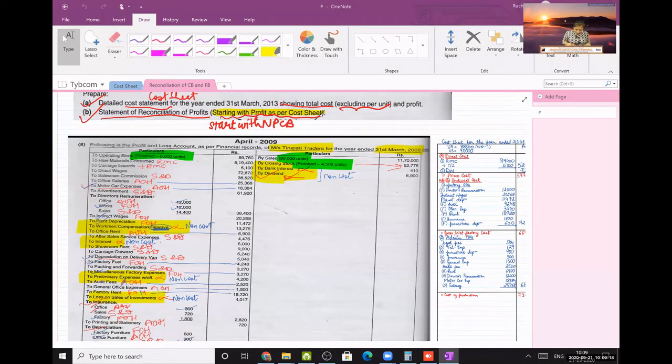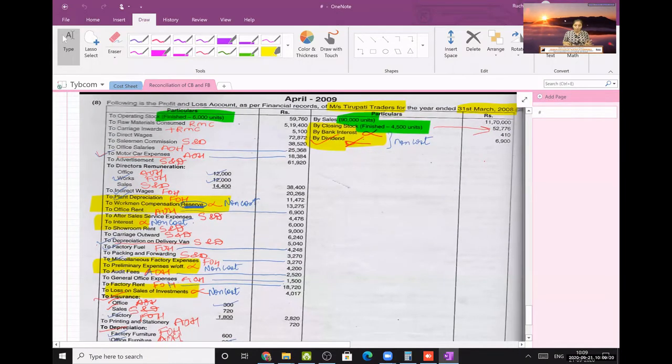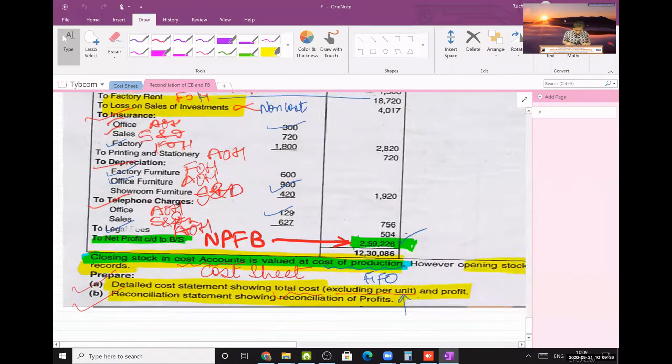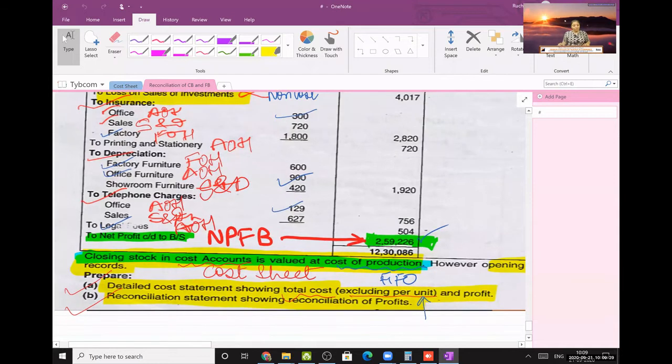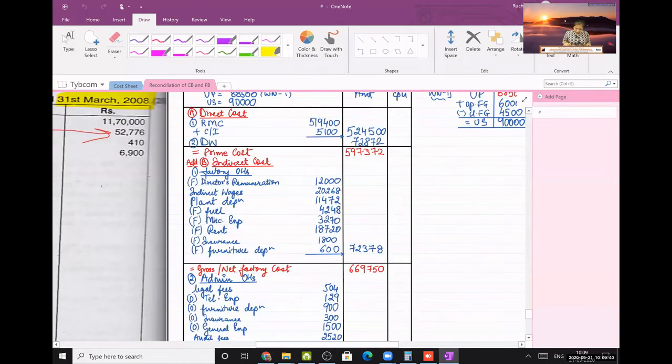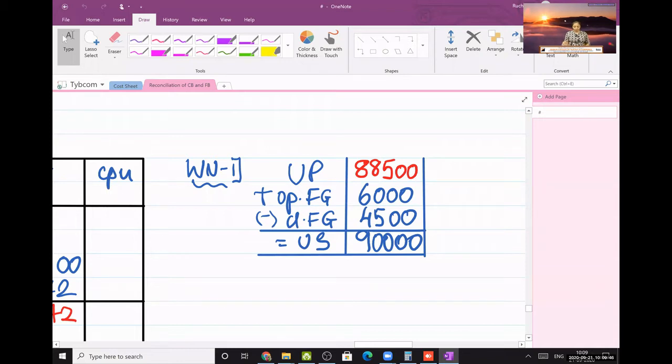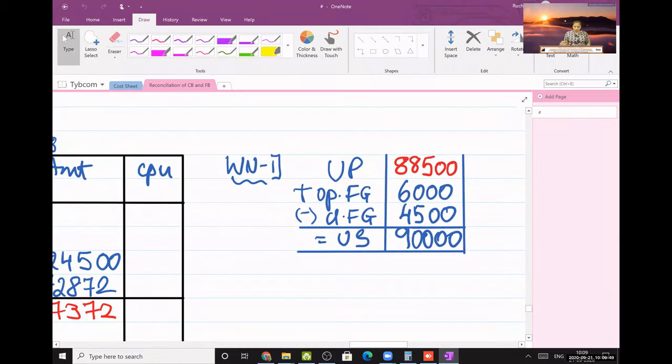This sum, April 2009. The whole cost sheet has been copied from P&L because there is no information about how to make a cost sheet. Only one information is given, that closing stock is to be taken at FIFO method. That's it. No other information is given for cost sheet. So obviously I told you, in absence of information you have to take figures from trading and P&L. Okay. So start. First we will calculate units produced, units sold. Write down units produced. Add opening stock of finished goods 6,000 units. Less closing stock of finished goods 4,500. And units sold is 90,000 units.